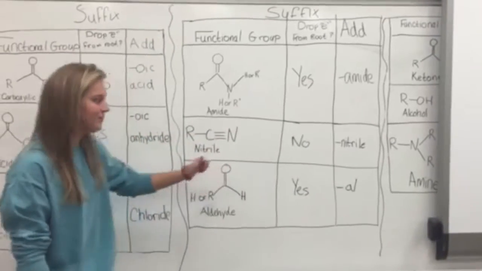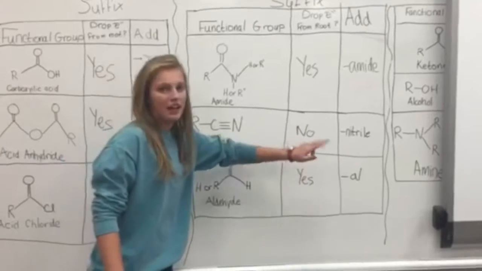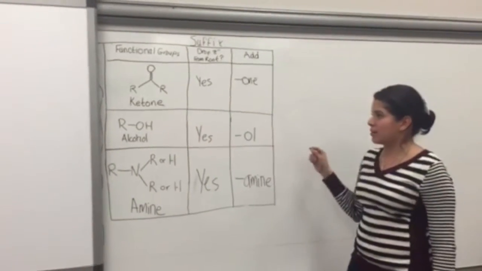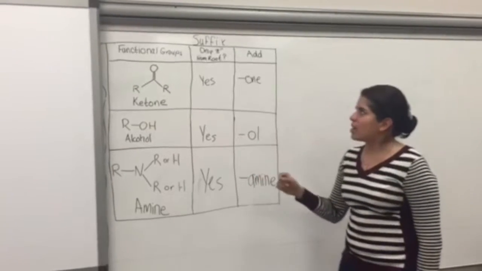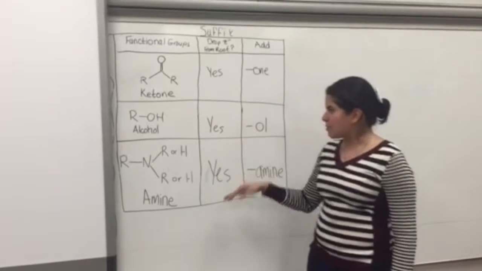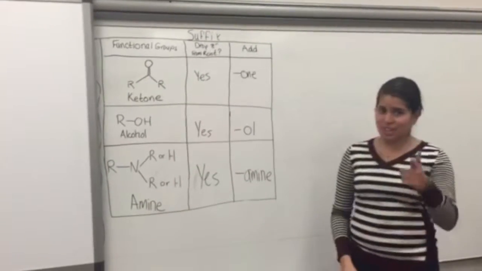you're just going to add nitrile in. For your aldehyde, you're going to drop the E and add al. For your ketone, you'll drop the E from the root and add -one. For your alcohol, you'll drop the E from the root and add -ol. And for amine, you'll drop the E again and add amine. See, pretty simple. Don't get it wrong.